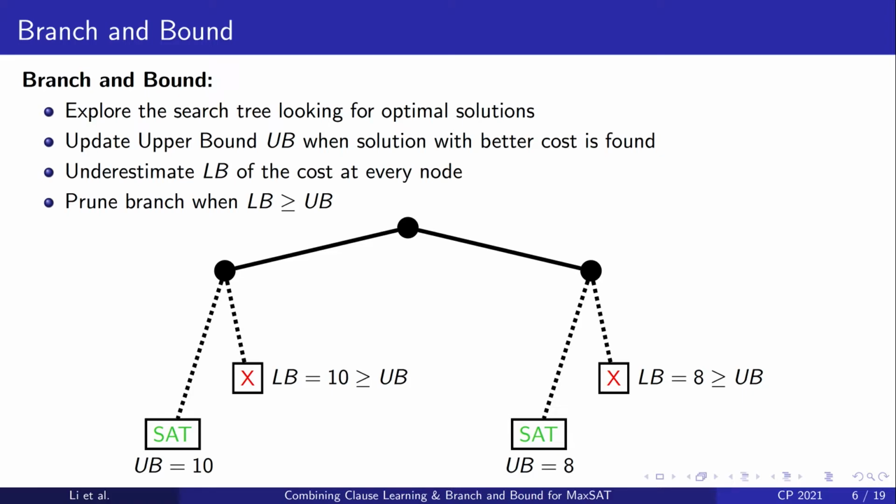In fact, we can do better, and at every node of the search tree, we can underestimate a lower bound of the cost. That is, we can underestimate what will be the cost of any possible extension of the partial assignment so far. And if this lower bound reaches the upper bound, we can prune the branch of the search tree.